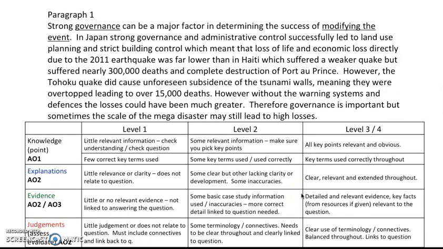Next up, we look at the first paragraph. Again, what I'd like you to do is to read through this. And then think about, okay, well, what level would you give it for each of these? And if you want to, you could print this out or you could color code it. So where you can see knowledge, have that in black, explanations in blue, evidence and judgments in red. So pause the video and have a go at reading through and highlighting those key bits.